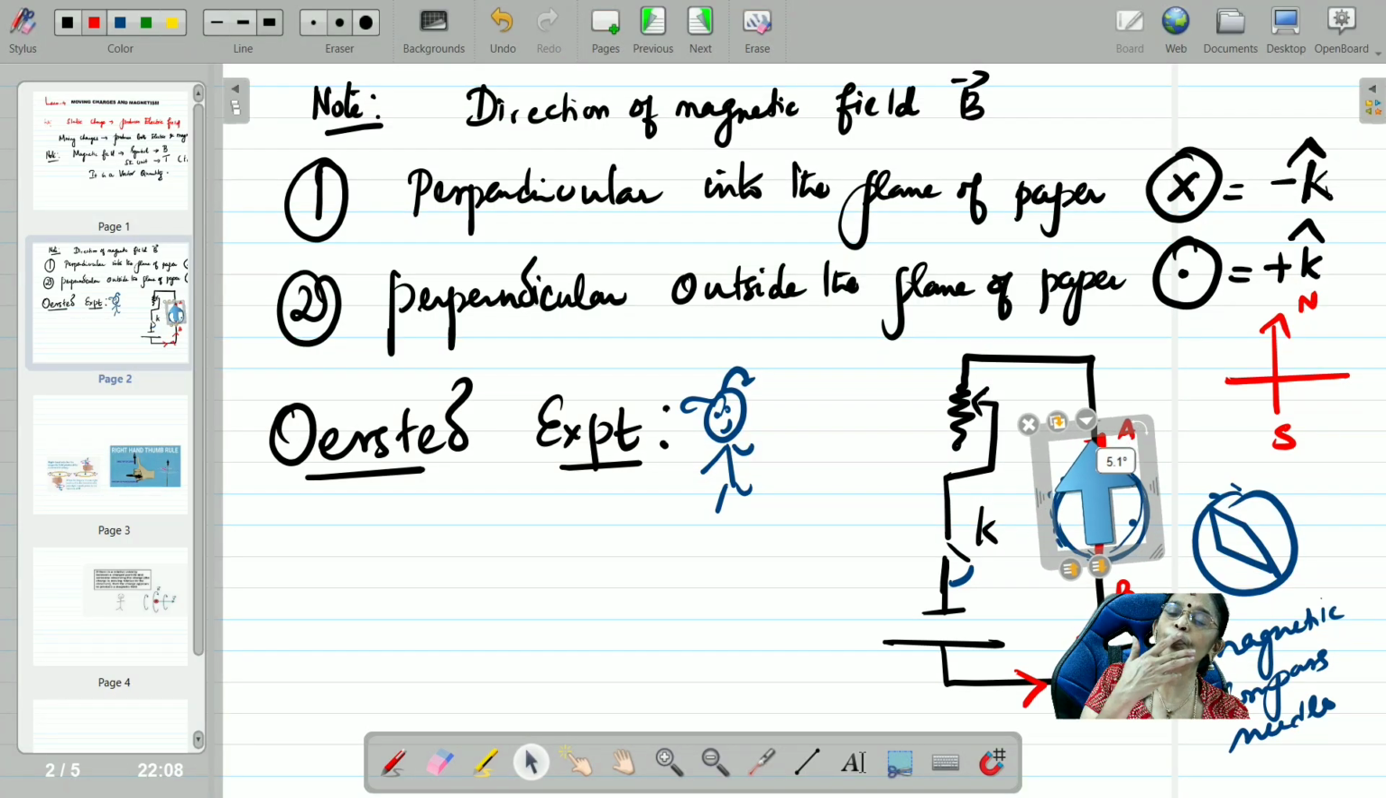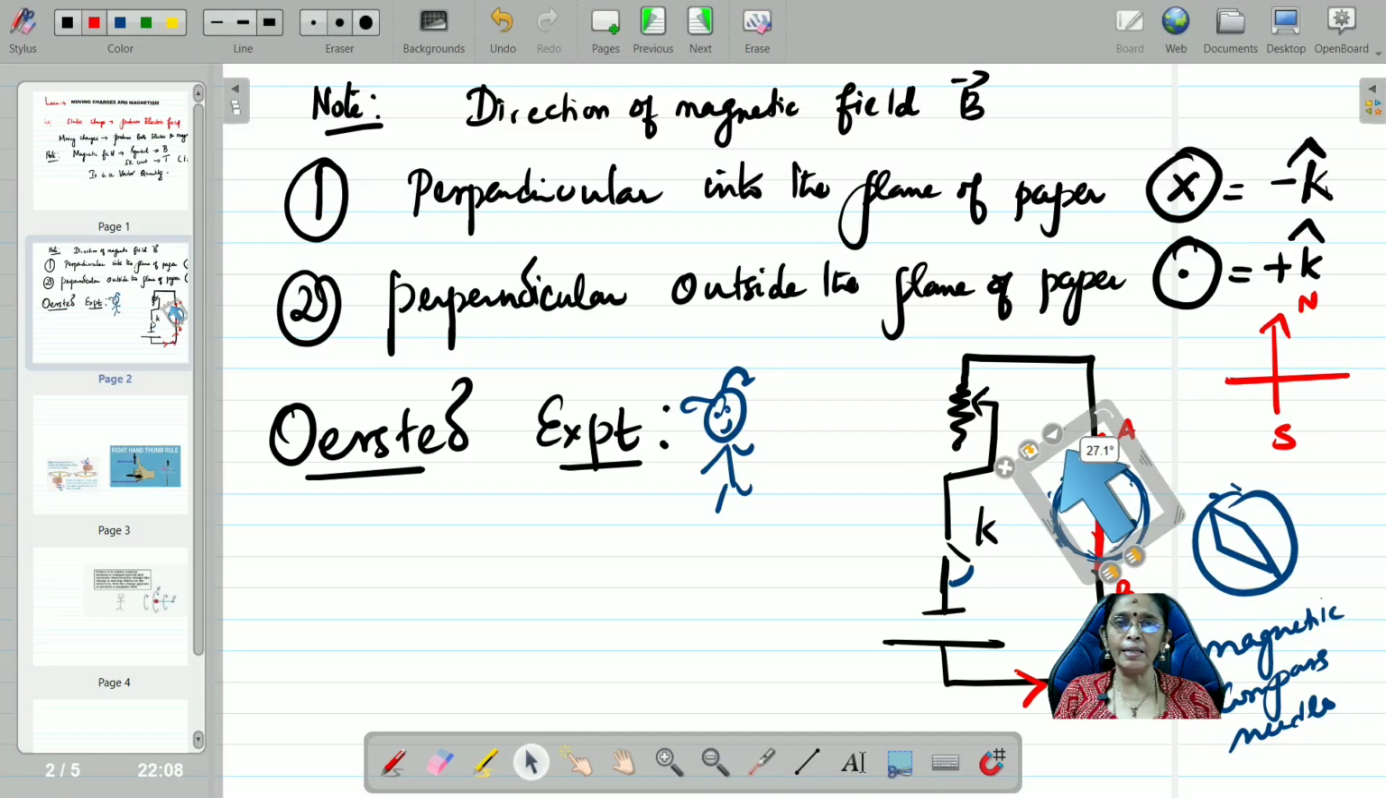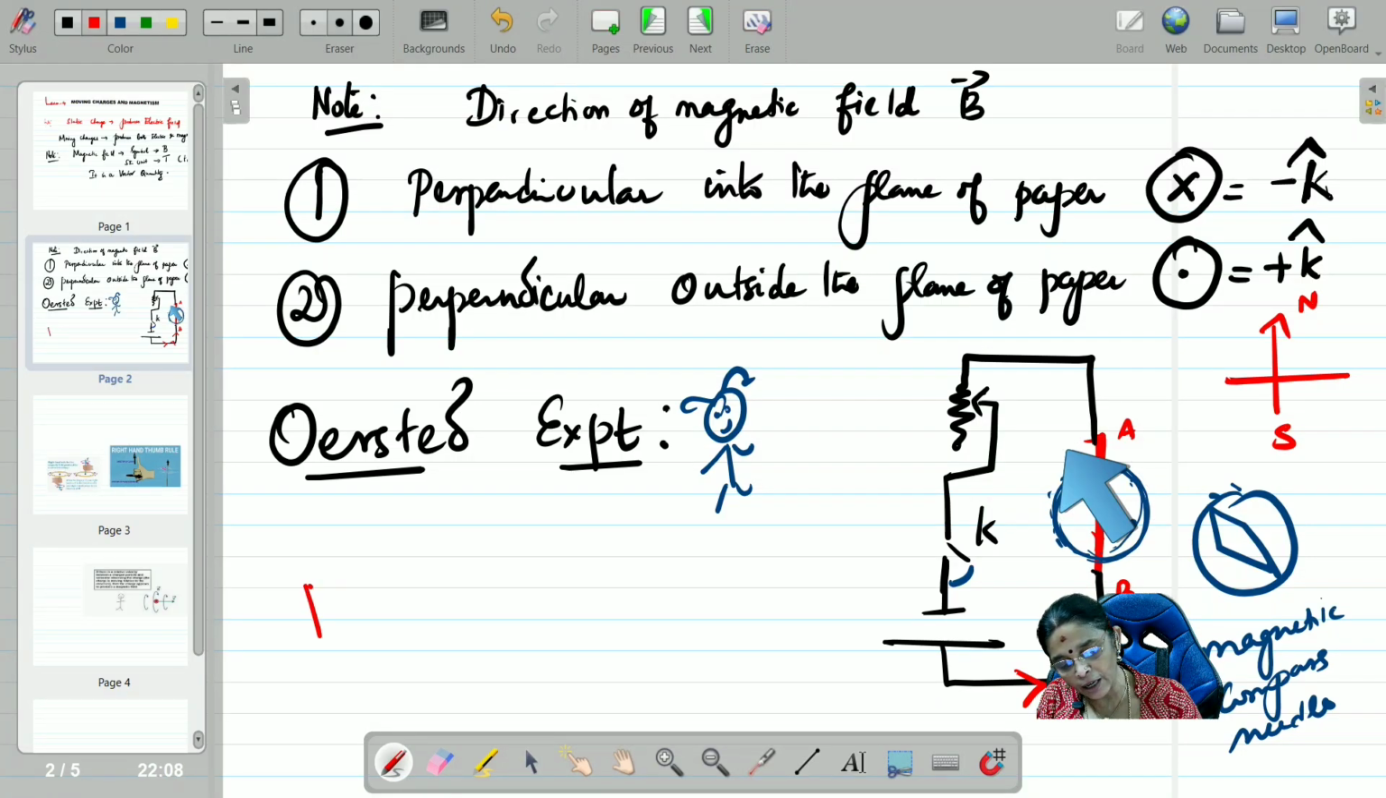When it is switched on, he is puzzled. How come the magnetic compass needle is dancing like that? What does a compass needle do? A compass needle is a small magnet. If you take a small magnet, does this magnet move by itself? Tell me, a magnet, can it move? No, it will not move.